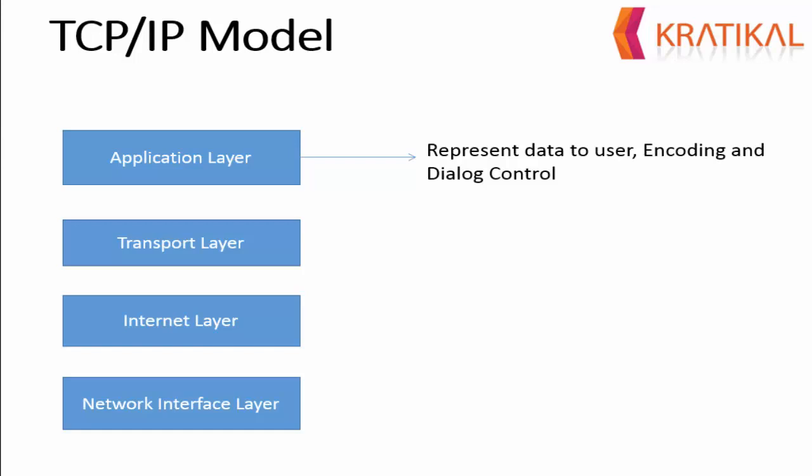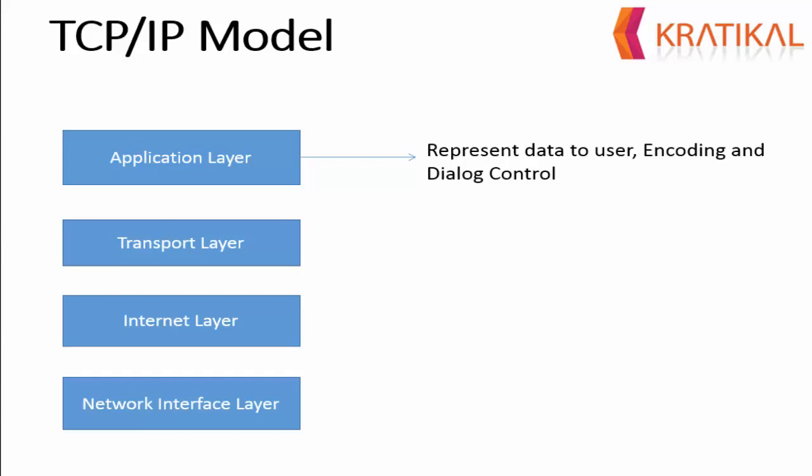The next thing is dialog control. Dialog control, as we have already discussed, is the dialogue between two processes that may take place in half duplex method or full duplex method. These half and full duplex methods I have already shown to you in previous slides. So that is also the job of the application layer.